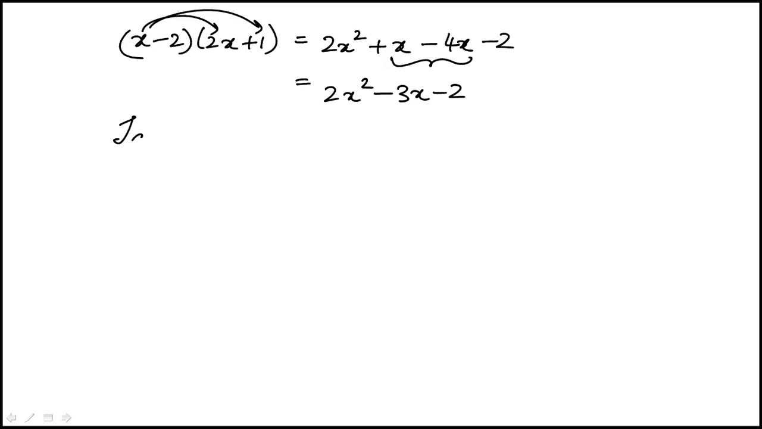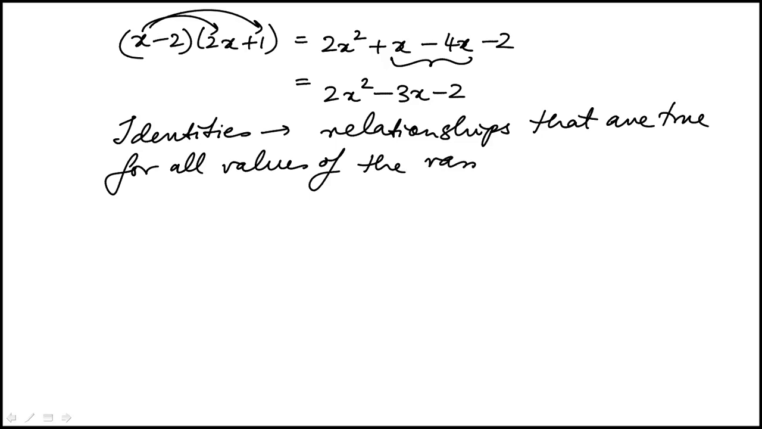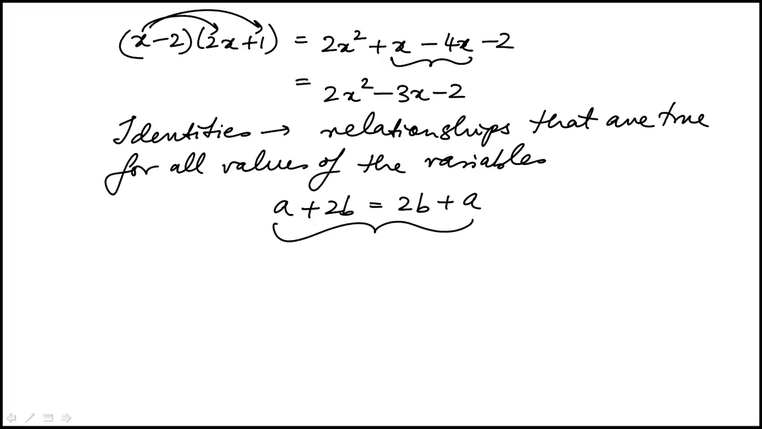Now, next I want to move on to identities. Identities are relationships that are true for all values of the variables, meaning if you used any numbers for the unknowns in the problem, they will always hold true. So for example, a plus 2b is 2b plus a. They're identical. No matter what you select for a or b, this would always hold true.